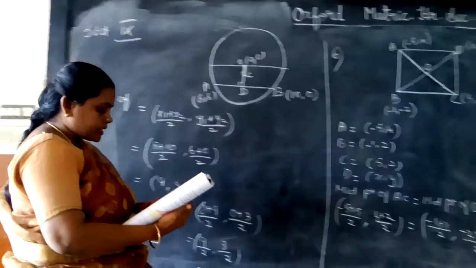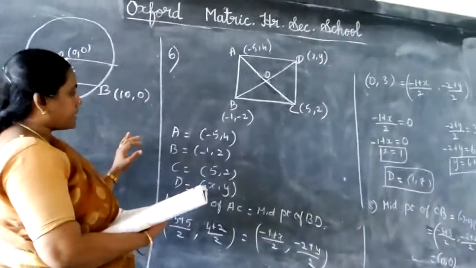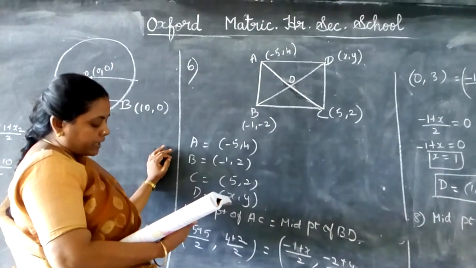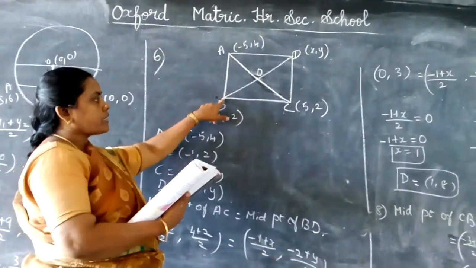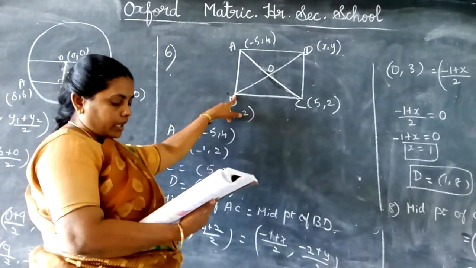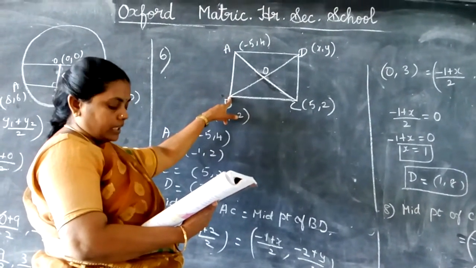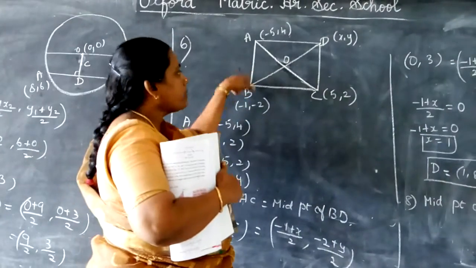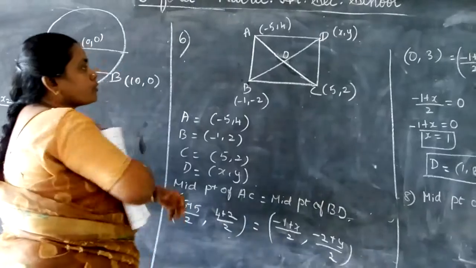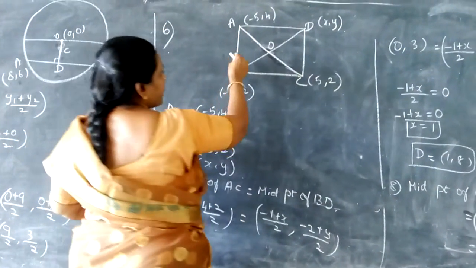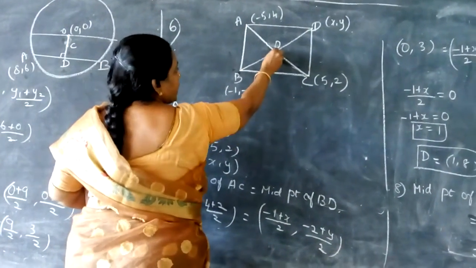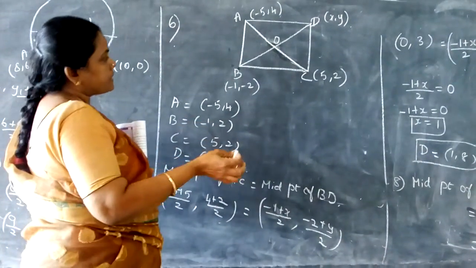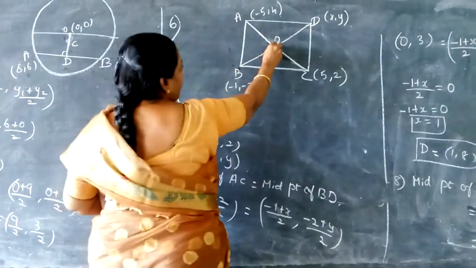Now the sixth question is: the points A, B and C are the vertices of an isosceles right triangle, where the right angle is at B. So the right angle at B means it forms 90 degrees. Find the coordinates of D so that ABCD is a square. Now we have to show that ABCD is a square. So how to show that it is a square? We know that the diagonals BD and AC bisect each other, so they meet at the point O.